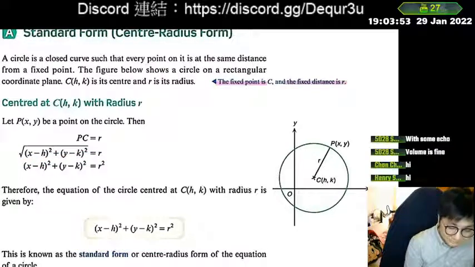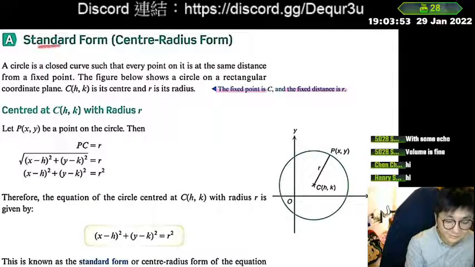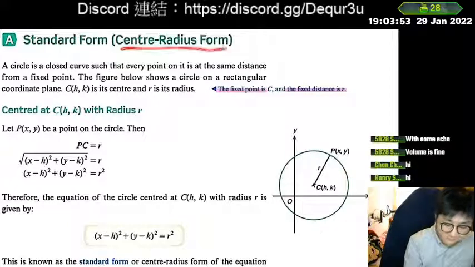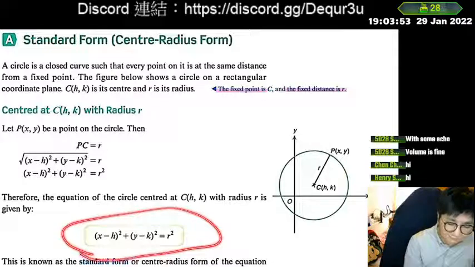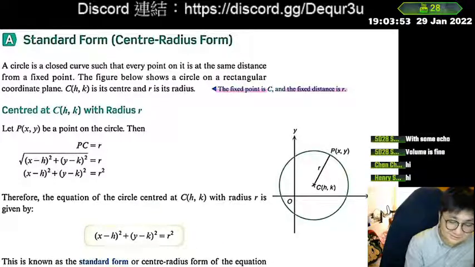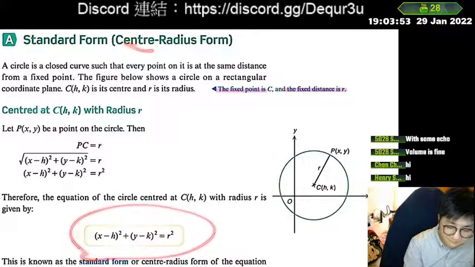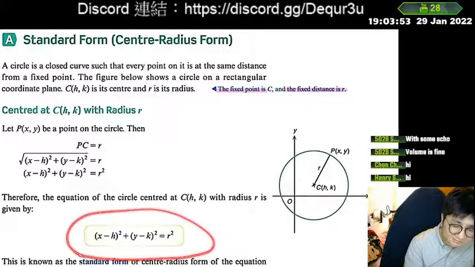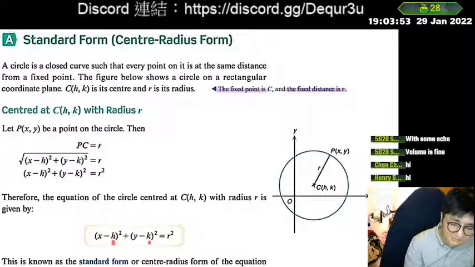We call this form of circle equation the standard form, or sometimes the center-radius form, because from this form of equation we can see the center and radius easily. From this form, the center will be the middle fixed point, that is (h, k), so it will be this h and k. So if we know the equation in this form, then we can see the center easily. We can also see the radius r easily.